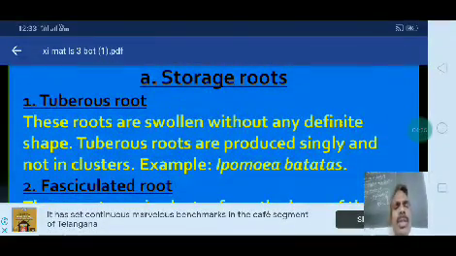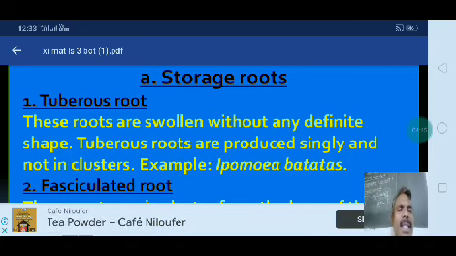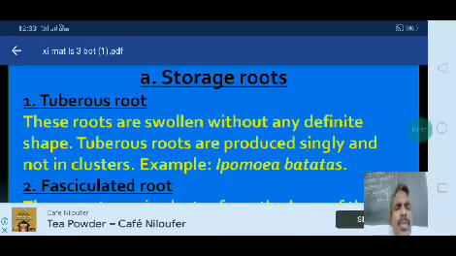Here, tuberous root system. These roots are swollen without any definite shape. Tuberous roots are produced singly and not in clusters. Example, Ipomoea batatas. The roots are swollen without any definite shape. That is called tuberous root system.